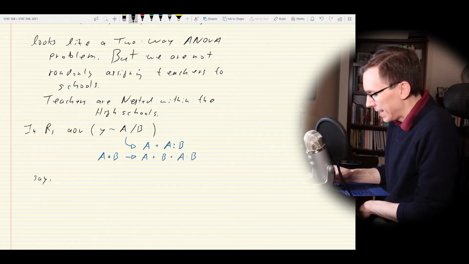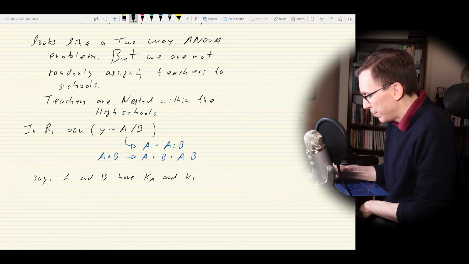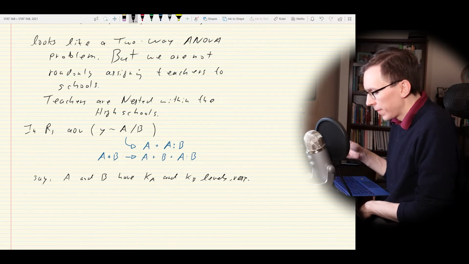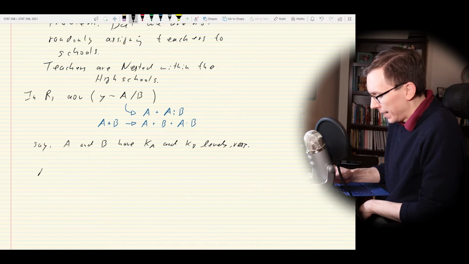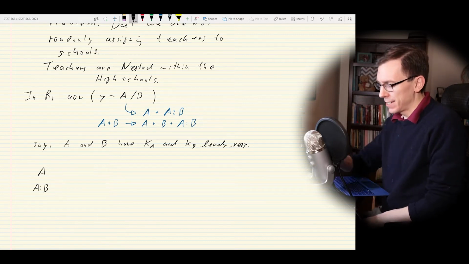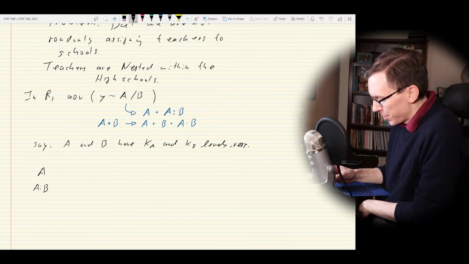So let's say A and B have Ka and Kb levels, respectively. Then if we go to our ANOVA table, we're going to get a couple different things. We're going to have factor A, and then we're going to have the interaction AB. We're not going to have B on its own. This is kind of like B within A. And then we'll have our residuals, of course.